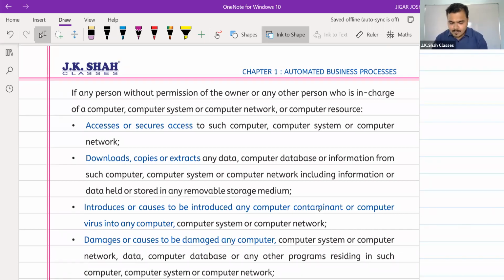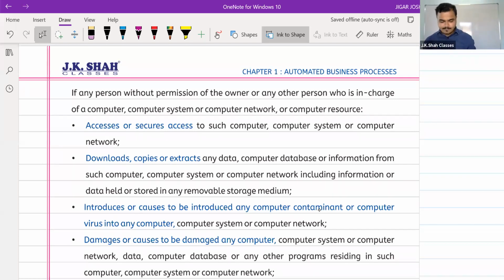Two or more computers connected with each other is a computer network. Understood? And the place in which we are storing our information or software will be called computer resources. So all together, four common things. Number one, computer, CPU only. Computer with all peripheral devices, computer system. Two or more systems connected with each other, computer network. And finally, computer resources.